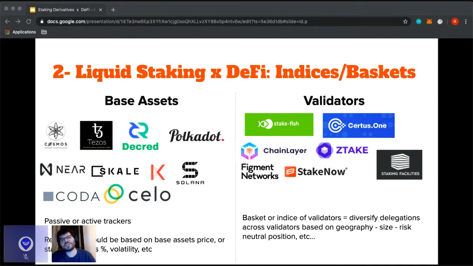We can have a strategy where, maybe we have 30 different assets, we are going to take 3% of the amount that we want to invest in this tracker and put it on one blockchain. So we're going to have 3% of ATOM, 3% of XTZ, 3% of DCR, 3% of DOT, etc. So this is one way of doing it, and this is a passive way of doing it, where we are just going to fix percentages and not do anything after that.